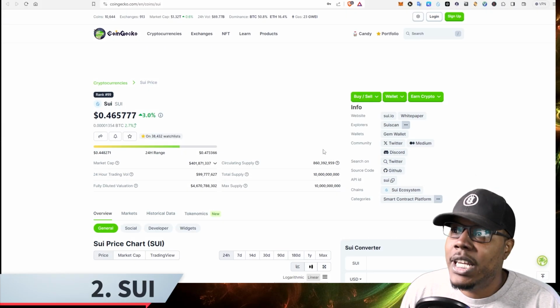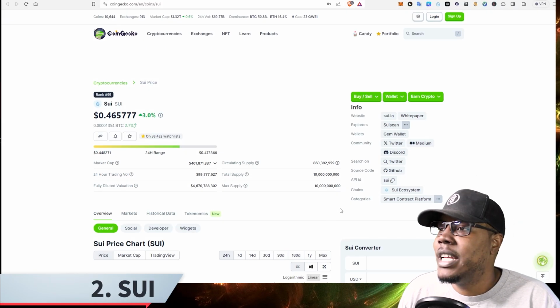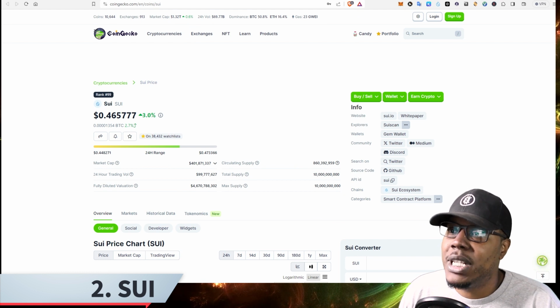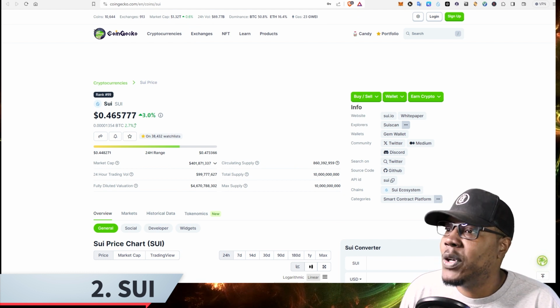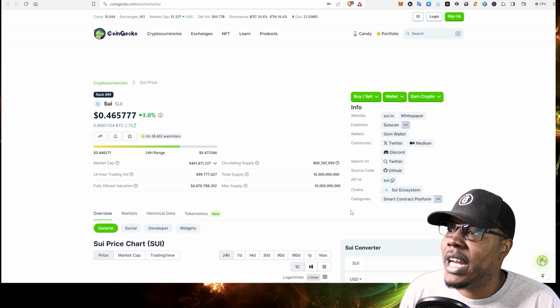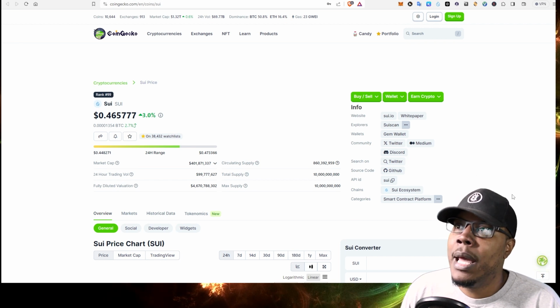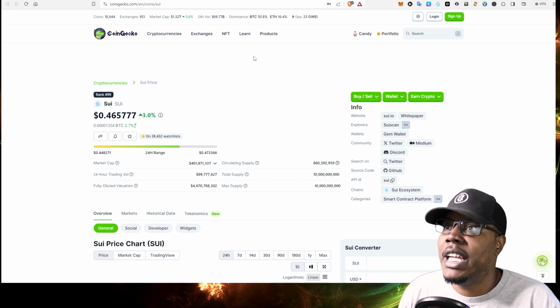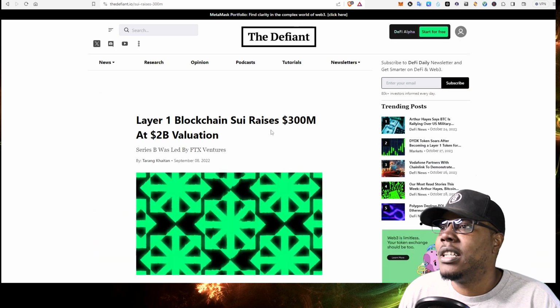So number two is probably a wild card because it is the newest token on this list. Actually, there's a token that is older on this list but also newer, but this is the newest one on this list, and that is Sui. Now, Sui right now, there is 10 billion of these tokens that will ever be minted, and the market cap right now is sitting at $400 million. Now, before we get into Sui a little bit more, let's take a look at this right here.